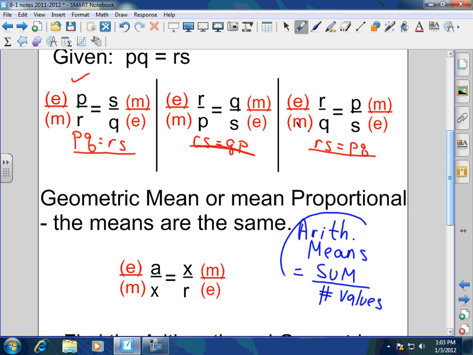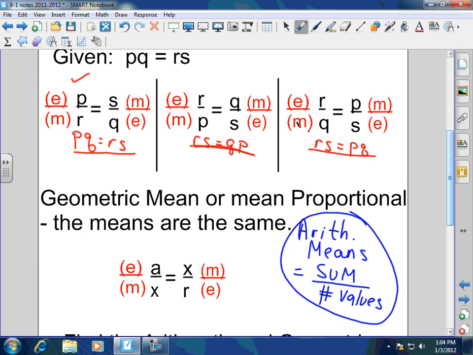Okay? Now, geometric mean is a whole different ball of wax. Arithmetic mean, yeah, perfect. The sum divided by the number of values equals the arithmetic mean, or what's known as the average. The geometric mean is a little bit different. In the geometric mean, what you always have to concentrate on is the fact that the means are always the same. They're equal. So extreme A over mean X must equal mean X over extreme R. That's how you find the geometric mean.